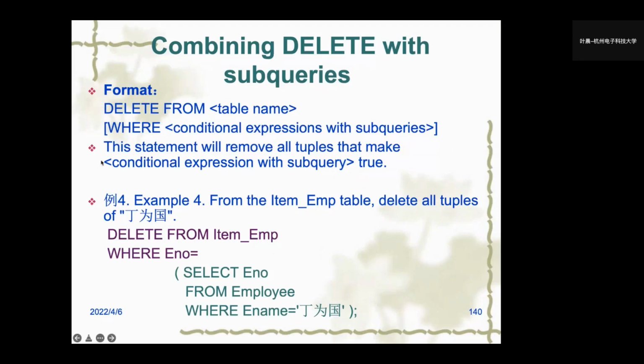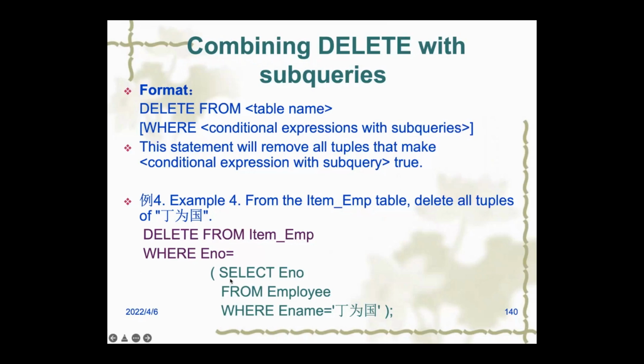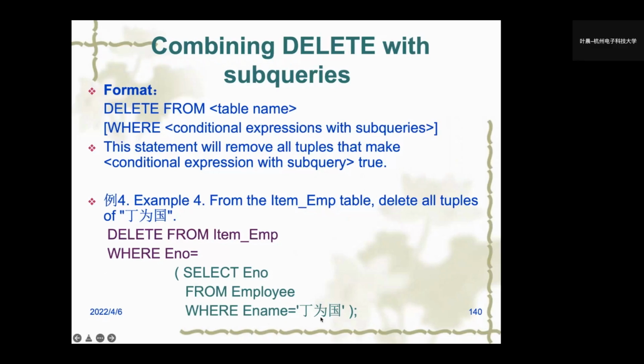For example, from the item employee table, if we want to delete all the tuples of Ding Wei Guo, we can just write delete from this item employee table. The condition is where their employee number should be connected with the name Ding Wei Guo. So here we need to write a subquery to select the employee number from employee where the name is equal to Ding Wei Guo.